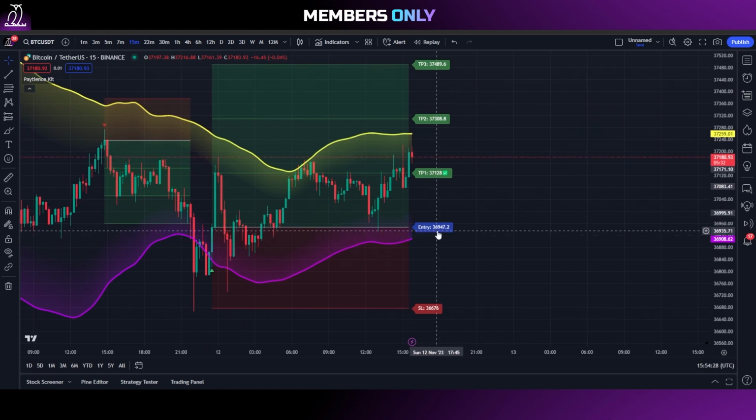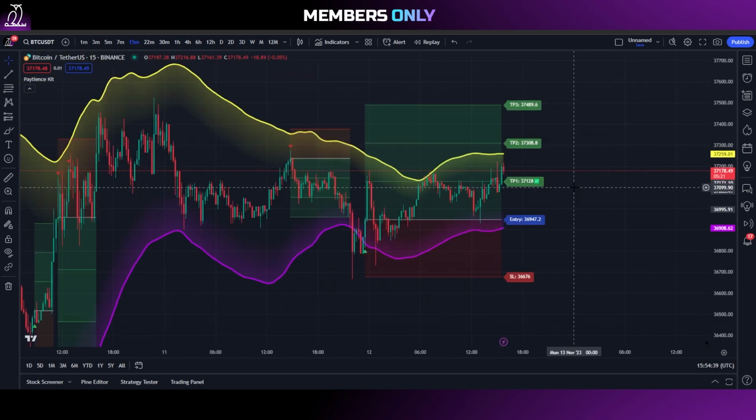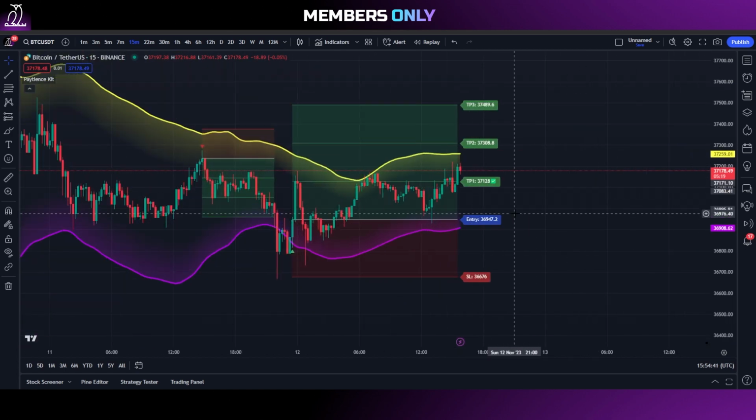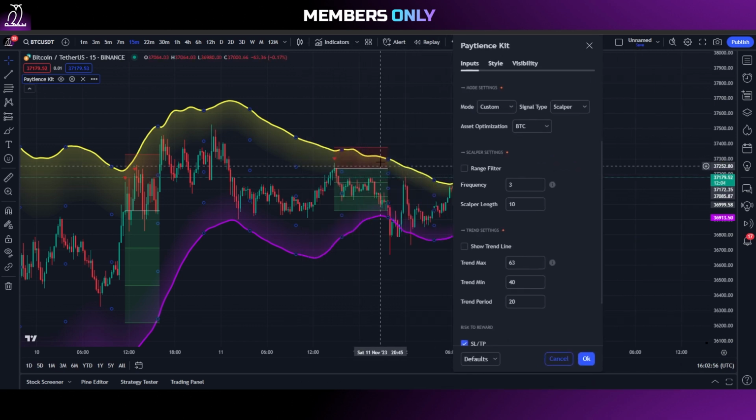Our entry was at 36,947, and we're now sitting at 37,180. Keep in mind, we are on the scalping setting. So this is where you're looking for very short-term day trades. You're trying to get in and then get out with a profit. So this worked very well, and I hope that this continues up and we can smash that third take profit level. So turning off the range filter, let's move to the frequency. So essentially what the frequency is how frequent these trades are generated for you.